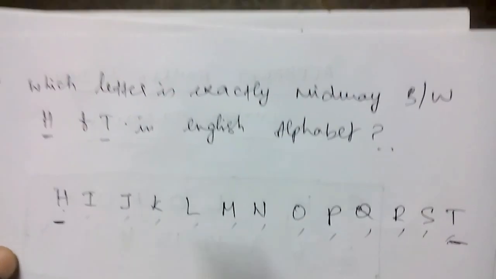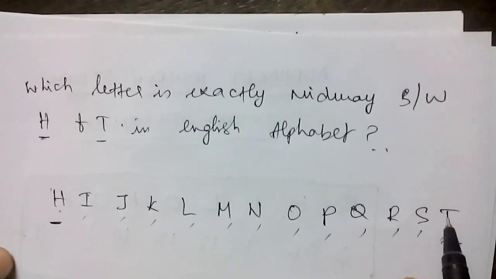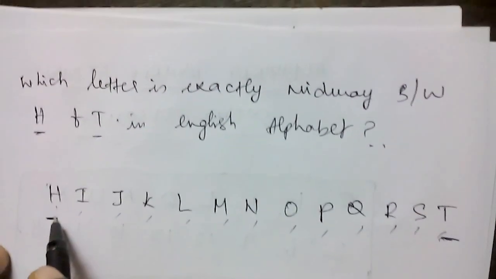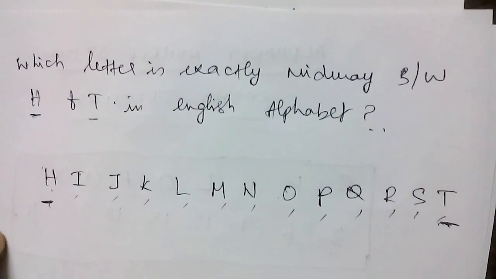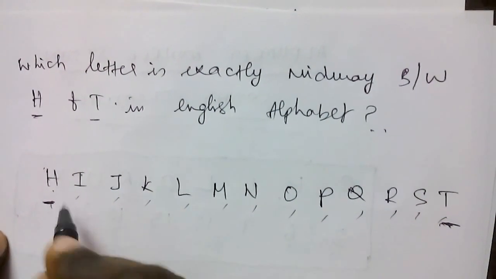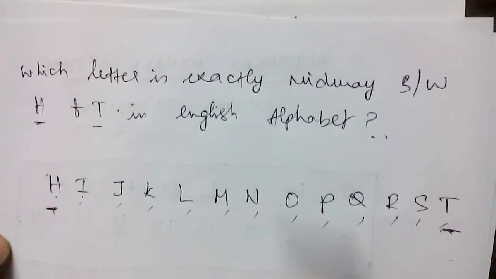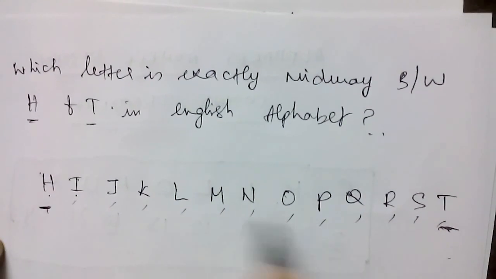Okay, 13 alphabets are here. We will leave the first and the last alphabet, so 13 minus 2 is equal to 11. In these 11 alphabets, one is the middle one.